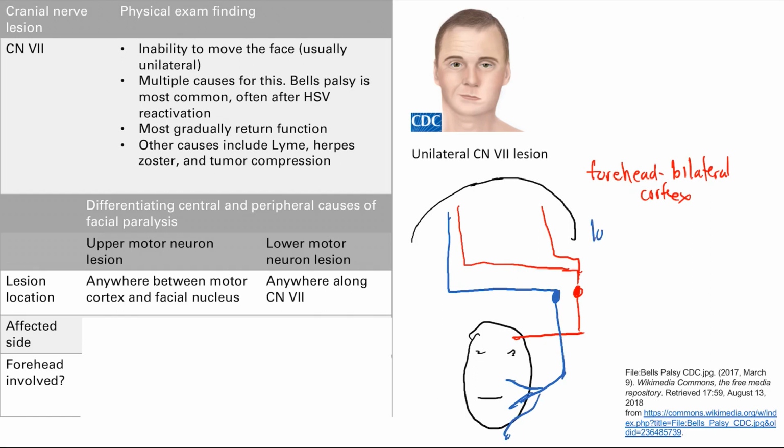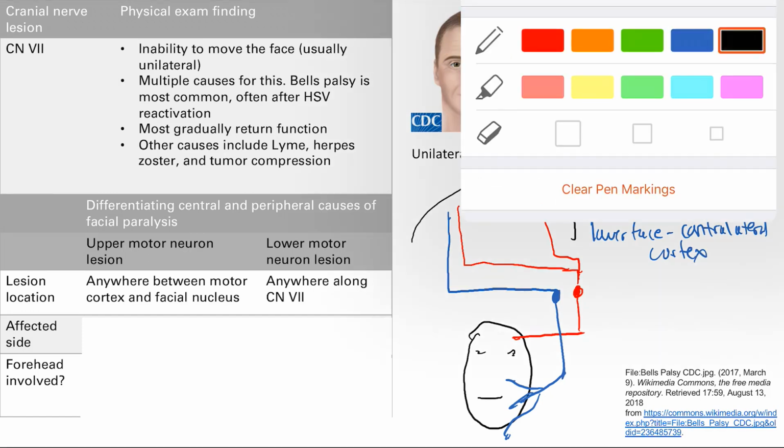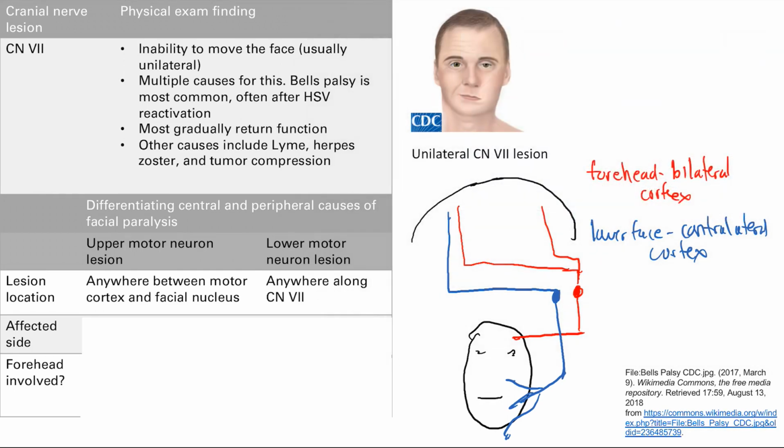While the forehead is bilateral innervation. This is going to be key, so remember that. Now we're only looking at the left side of the face here. Now let's talk about lesions. Remember, this right here is the facial nucleus, so an upper motor neuron lesion is between the motor cortex and the facial nucleus. So let's say we cut here. You have an upper motor neuron lesion here.